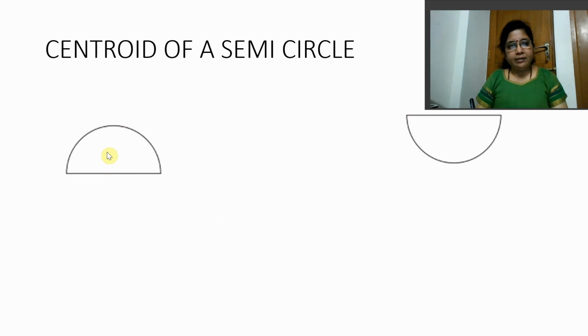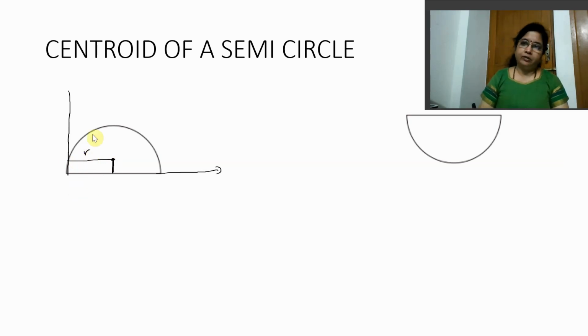Now, if I have a scenario like this, I have the x-axis here, I will have the y-axis here. My centroid is going to be somewhere here. My x-coordinate is from the y-axis, y-coordinate is from the x-axis. So, when I drop a line here, from the origin to here, we know it is r or it is d by 2, is fine.